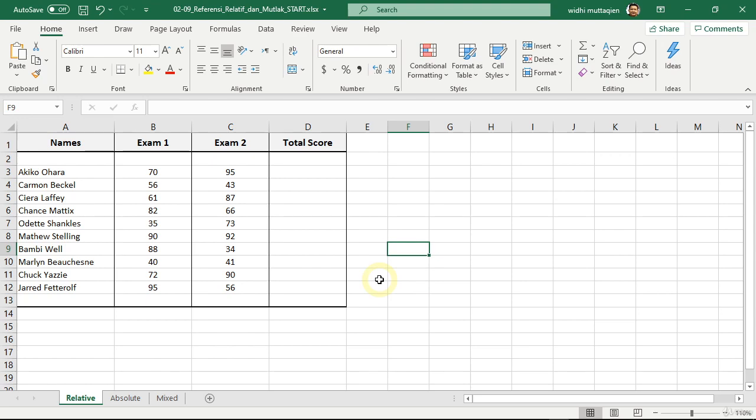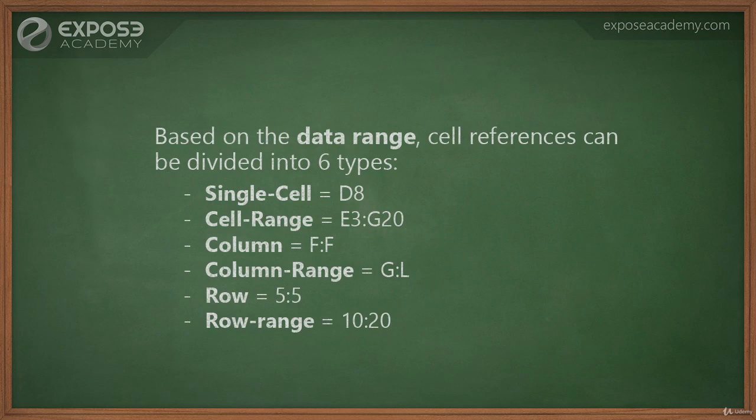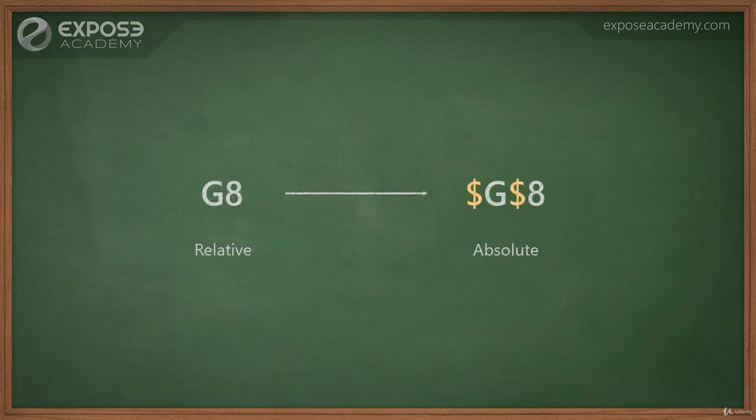Before we get into more depth, you need to keep in mind that the relativity of the cell reference will only matter when you duplicate the formula that uses the cell reference, by either using the copy-paste method or the autofill method. If you only create a formula for a single cell, then none of this will have any impact. Basically, if you create a cell reference like we did in a previous lesson, you are actually creating a relative type of cell reference. To convert it into an absolute type reference, you must add a dollar symbol in front of the column code or the row code. For more details, let's take a look at the following examples.